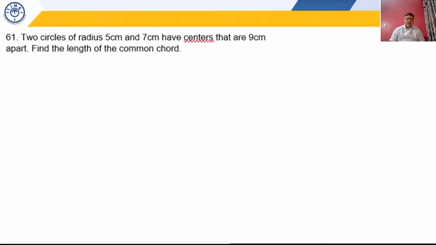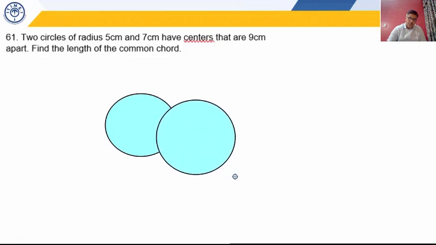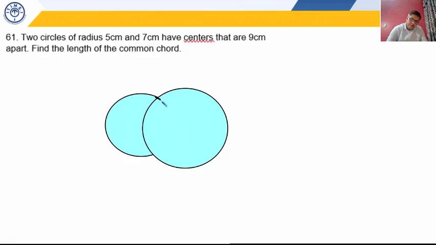Two circles of radius 5 cm and 7 cm have centers that are 9 cm apart. Find the length of the common chord. So one of the circles has radius 5 and the second circle has radius 7. So this is one of the circles and these are 9 centimeters apart, so some part overlaps. This is 9 centimeters. We want to calculate this length, the length of the common chord.